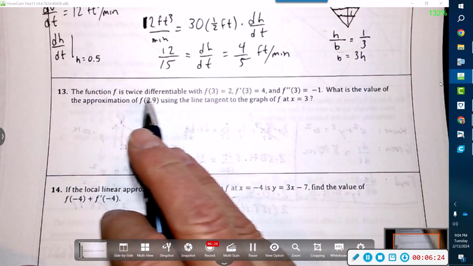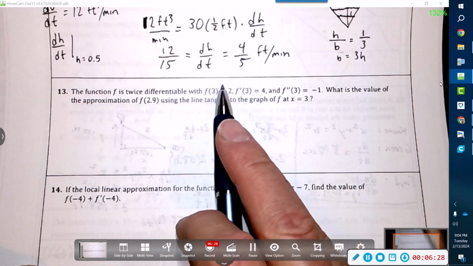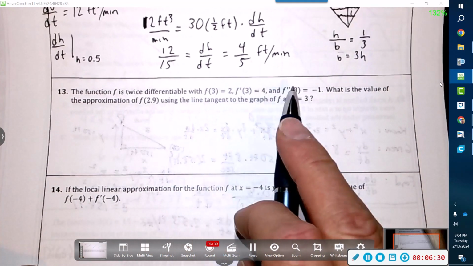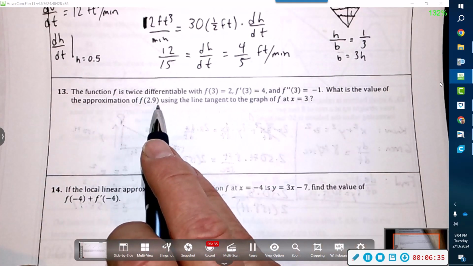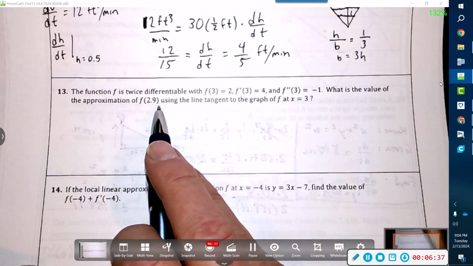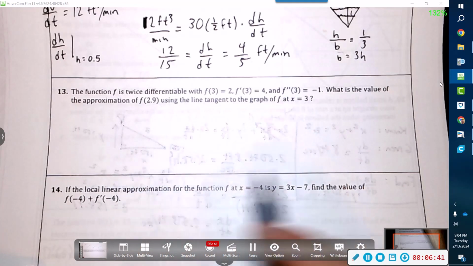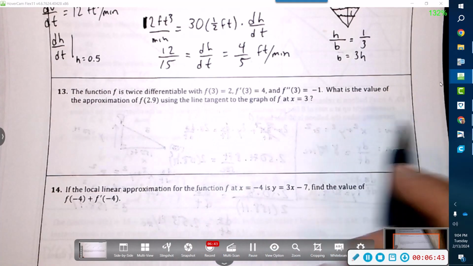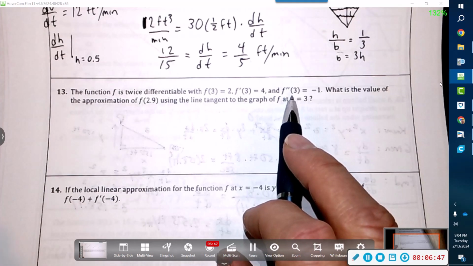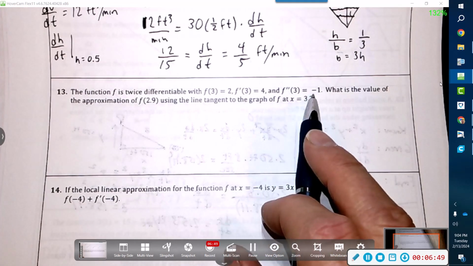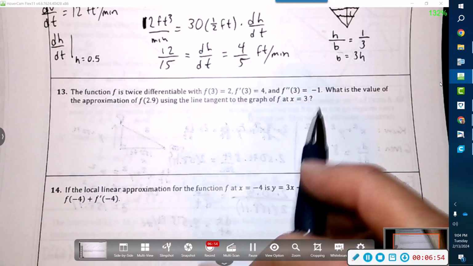Function f is twice differentiable here. Okay, so we're all at 3. Here's the first derivative, second derivative. What is the value of the approximation at 2.9, using the line tangent to the graph there? It does not ask to give an over or an underestimate, so that's okay. I'm not sure what the second derivative is used for, other than showing whether or not it would be an over or an underestimate.